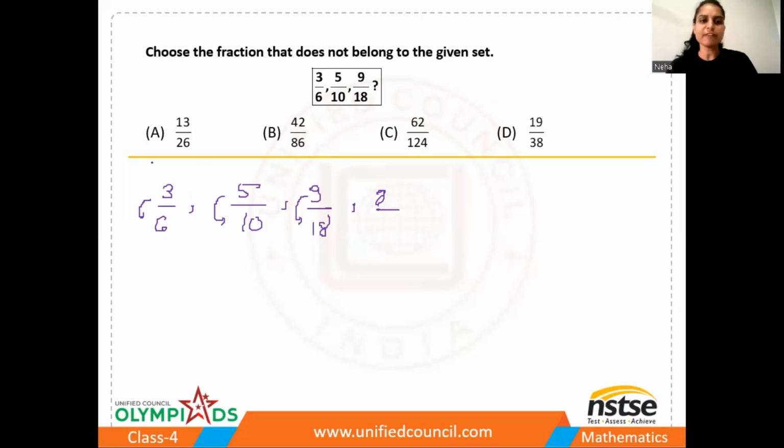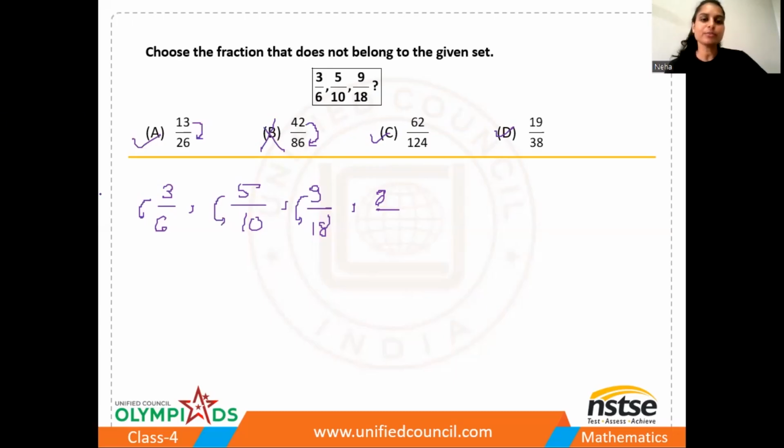So if I go with the options, 13 times 2 is 26. Yes, this is also 2 times. But 42 times 2 is not 86, so this option is not right, because the denominator must be twice the numerator. So now I can eliminate only option B, but I have three options left, A, C and D, and I don't know which one is correct.